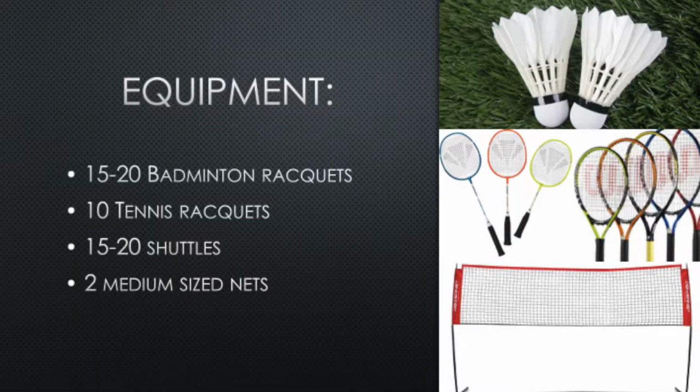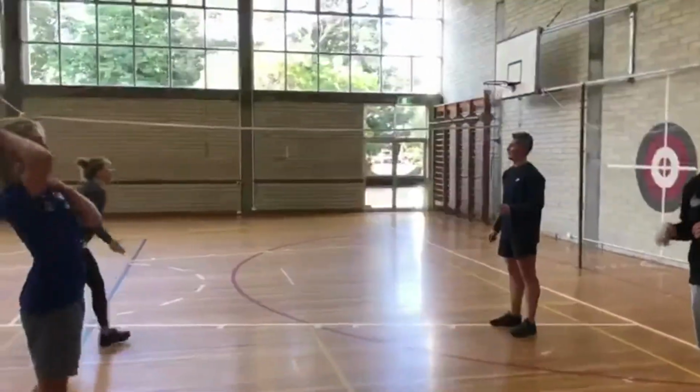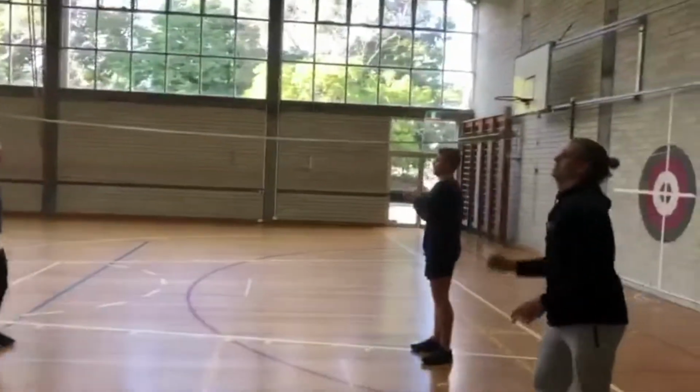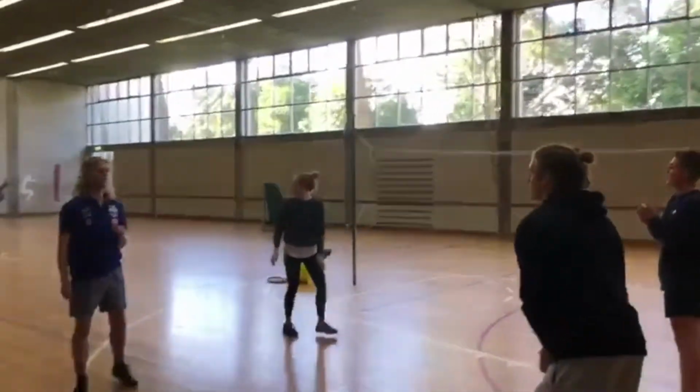The equipment used during the badminton lesson was 15 to 20 badminton rackets, 10 tennis rackets, 15 to 20 shuttlecocks, and 2 medium-sized nets. Our lesson was based around a progressive game sense approach, which started with simple activities to check for initial skills and became more complex as the lesson progressed.